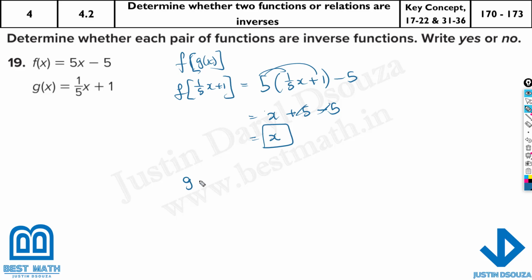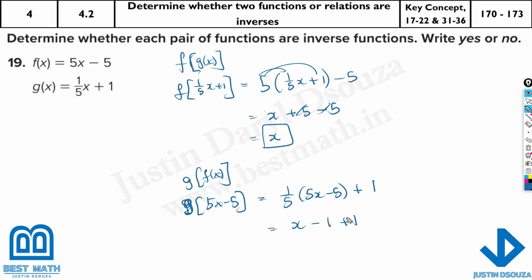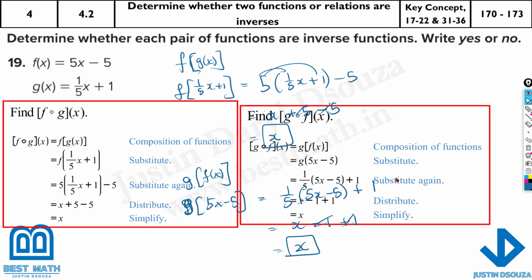Let me just quickly do it. g of f of x. Since it's the writing exam, I'm just going to do both. Okay, the composition of f and g, and g composition of f as well. So this is going to be 1/5 of (5x minus 5) plus 1. Now 1/5 multiplied by 5x will be x, minus 1 plus 1, because 1/5 times minus 5 will be minus 1. Cancels off, it's x. So yes, they are inverse of each other. That's it.